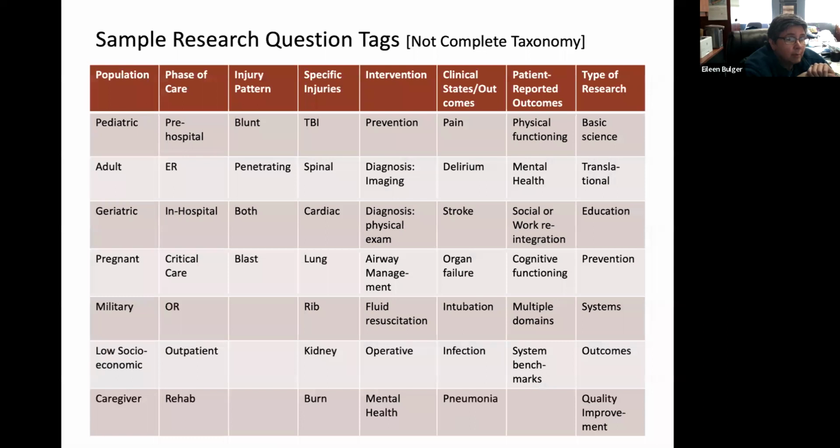This is just a sample of how we tag the research questions. We couldn't fit the entire taxonomy on a slide, but again, it's available on the website. Basically, we took each of these areas: what patient population is it? What phase of care is the question related to? What injury pattern, and so forth? And we developed a structured list of keywords that you could search.